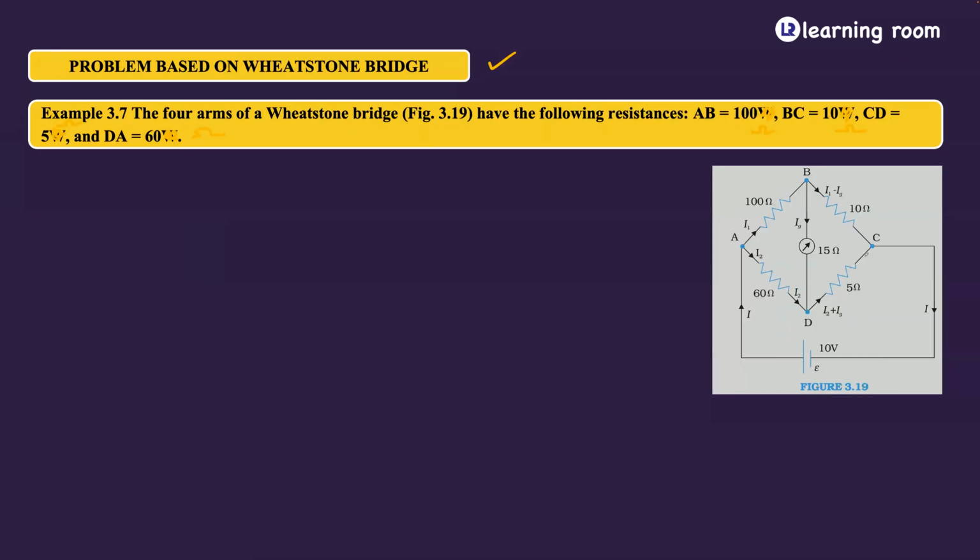So if that is the case, what is 60 by 5? 60 by 5 is 12, whereas 100 by 10 is only 10. It is not a balanced Wheatstone bridge. Because if I take this as R1, R2, R3 and R4, R1 by R3 is not equal to R2 by R4. Is the point clear? So that is why it is not a balanced Wheatstone bridge. So all that you need to do in this problem is apply Kirchhoff's voltage law.